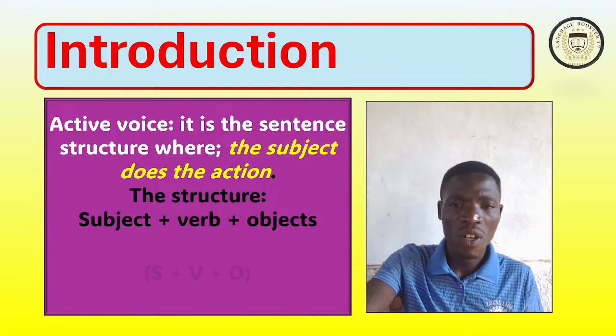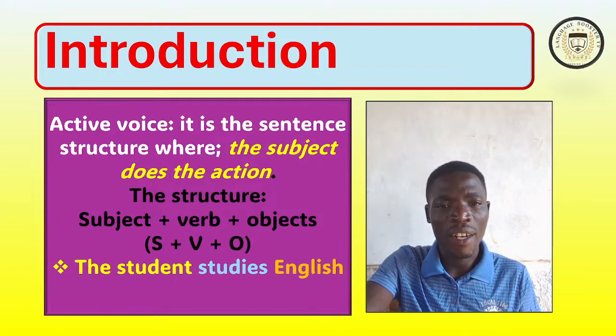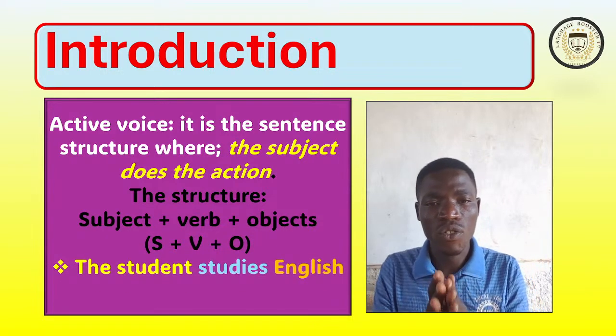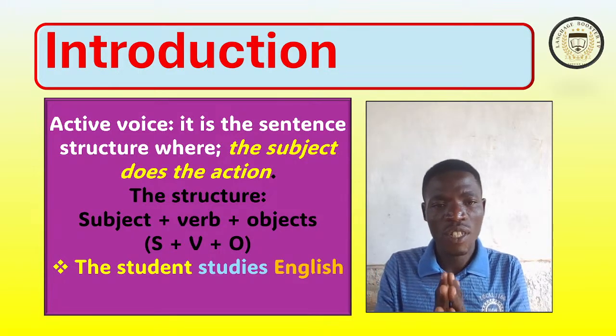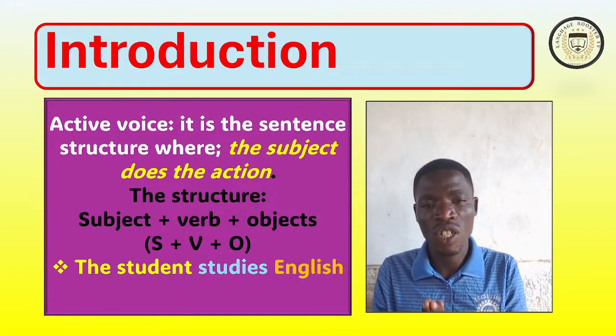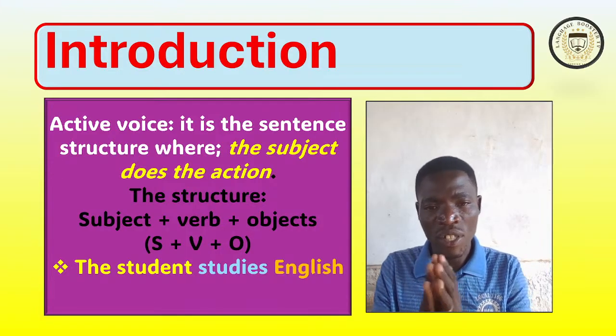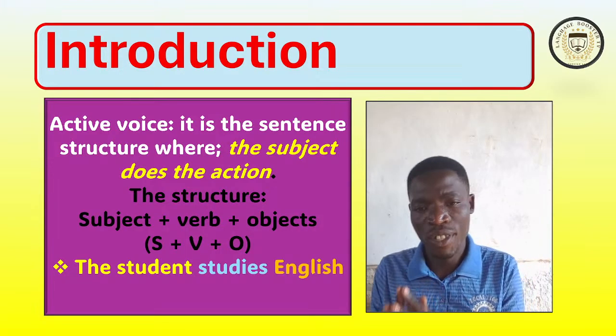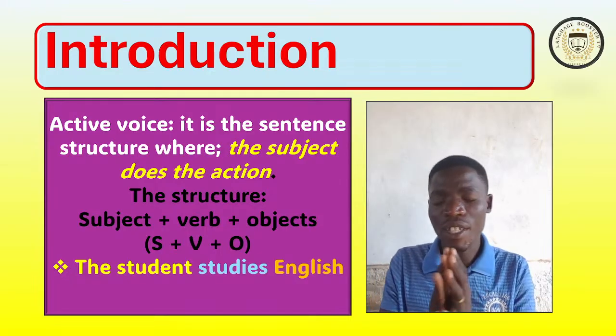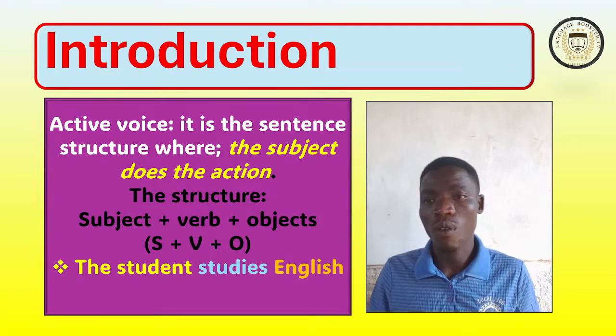Let us see an example: the student studies English. This sentence is in active voice because the doer is the student, the action is to study, and the affected is English, which is the object.